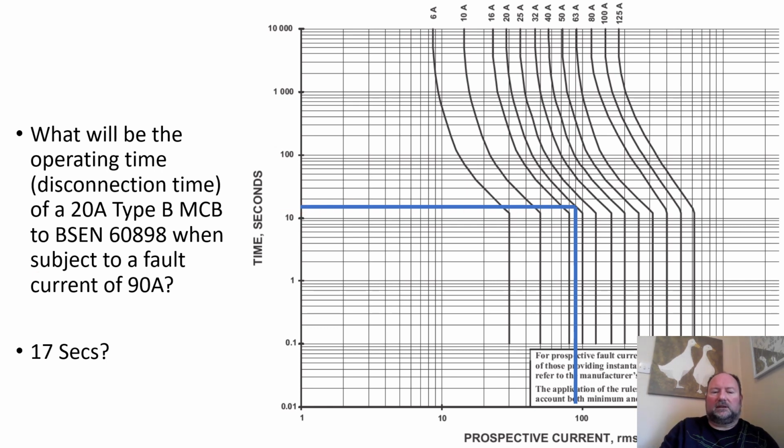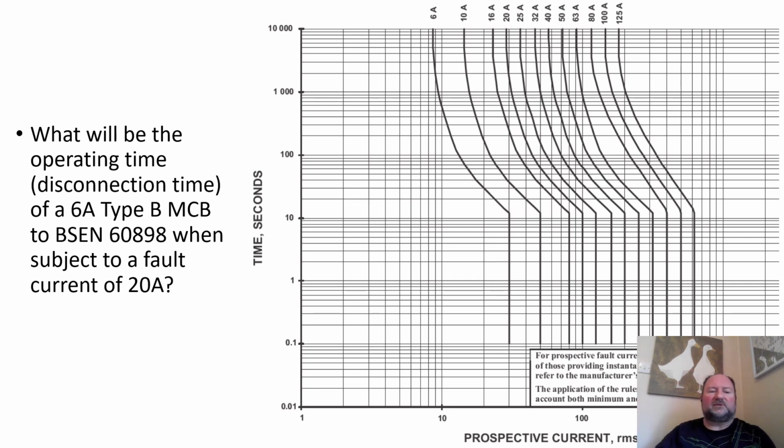Let's just do one more example. This time we've got a 6 amp MCB with a fault current of 20 amps. This will be a bit easier because our text box isn't obscuring our current. This line represents 10. This next line represents 20 amps. Let's now go up and see where that intersects the 6 amp line, which is just about that point there. And then we can get another ruler and just read across. Now that's quite nice, because it fits quite nicely on that line there.